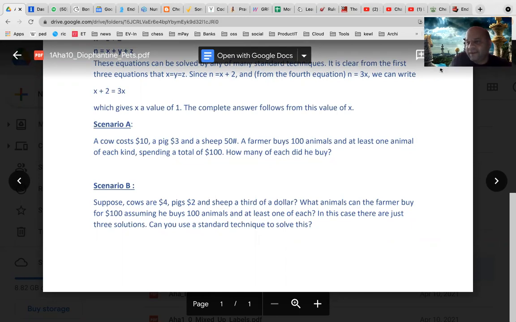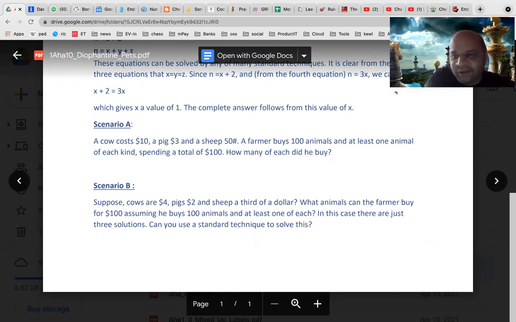Okay, Madhura has attempted and sent the solution. Very close, but not exactly. And Madhura, that was scenario A or scenario B you did? Sir, it was scenario A. Scenario A, you have done it, right? Yeah. Okay, anyone else?